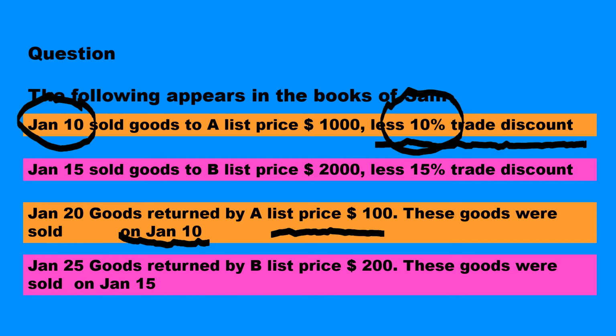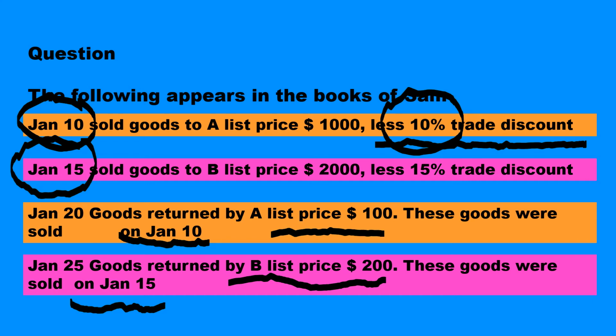Goods returned by B, list price 200. These goods were sold on January 15th. So if we look at January 15th, when goods were sold to B, there was a trade discount of 15% that was deducted from the list price. Therefore, if now we accept the return from B, the account of B cannot be adjusted with the list price. The trade discount has to be taken into consideration. Let us see how we adjust for these.